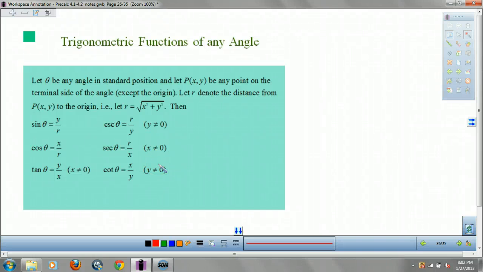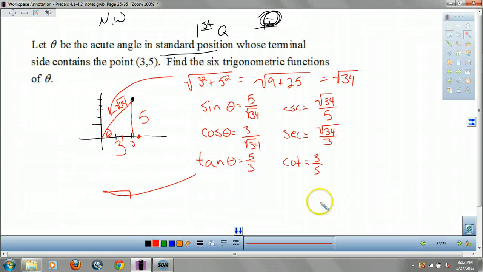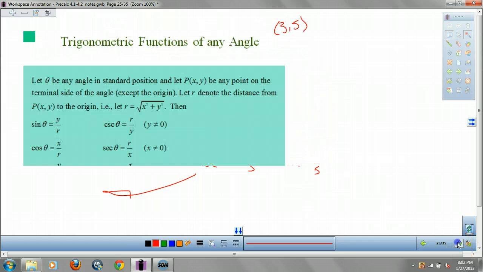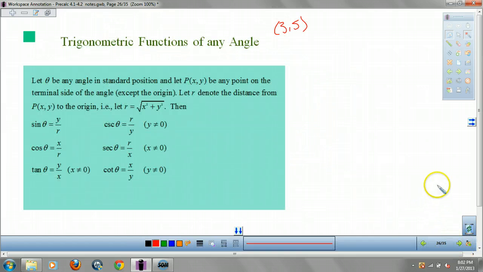Last time you watched a video, I did a problem where we had a point. We did this problem, right? Where we found the 6 trig functions given a point for the terminal side of the angle. Now, we used Pythagoras' theorem and we did all this other stuff to find it.